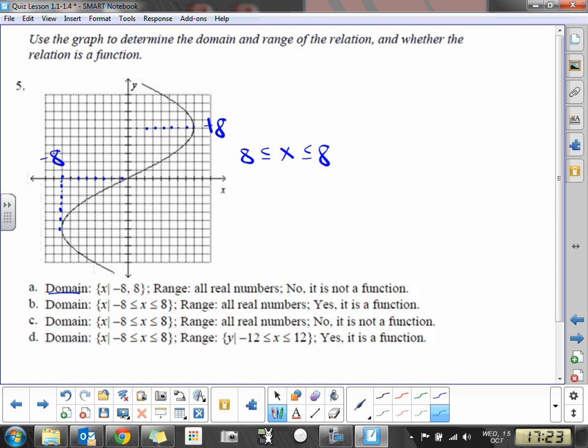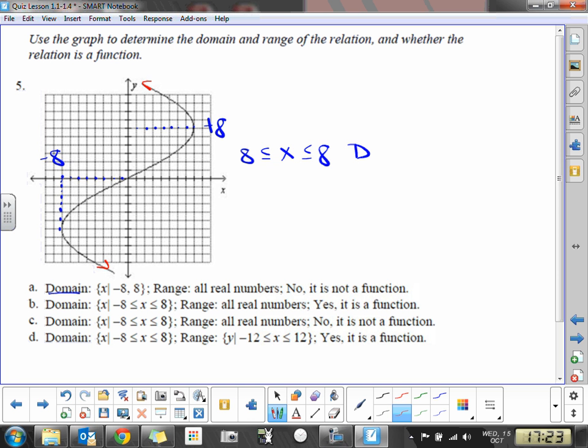So I've got to take a look and see how they give us those answers, but I know that that's my domain. The range is the other question that we ask, and that means how far down does it go and how far up does it go. Well, they don't put arrowheads on here, but there's no indication that these things are ending. It looks like it keeps going forever, back and forth. So I would say that our range would have to be all real numbers.